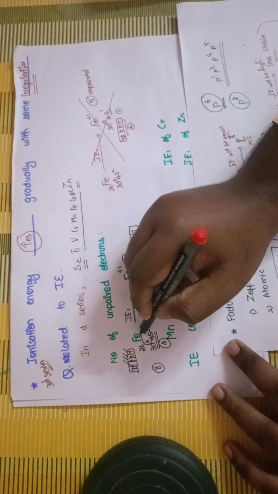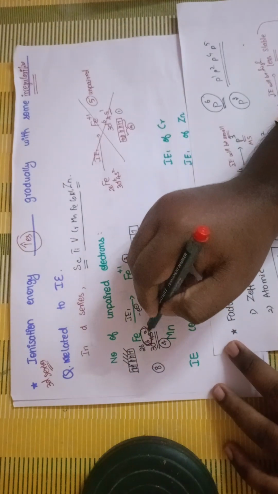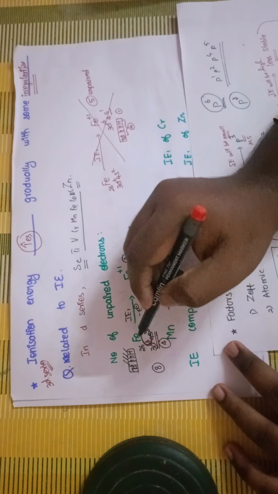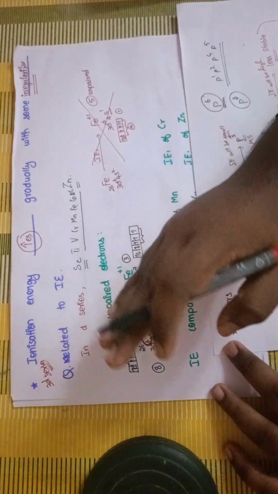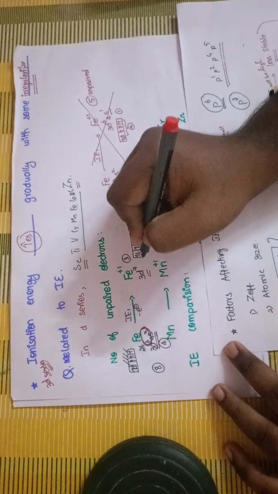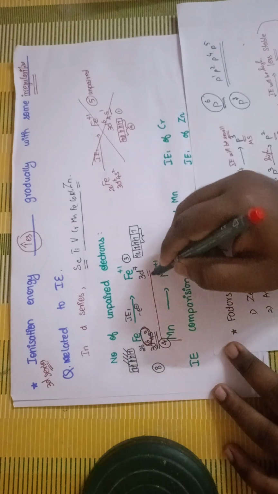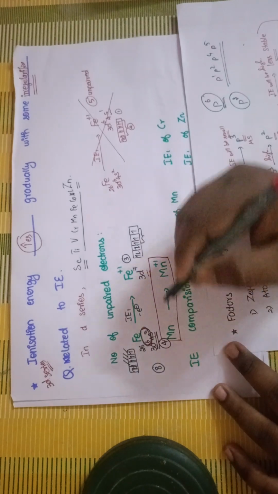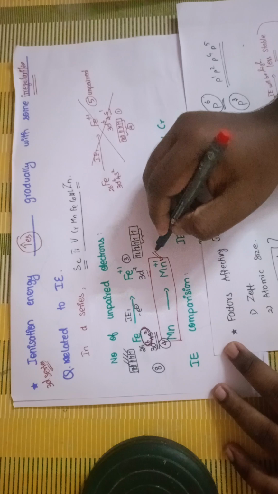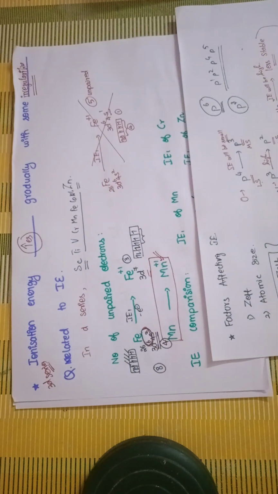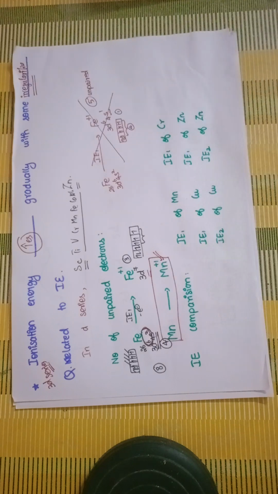So you should follow this. It's very simple. Just count the number of valence electrons in our usual configuration, 3d 4s. How many electrons are present there? From that, remove 1 electron. Put all the electrons in 3d. Then count the number of unpaired electrons. Now try to do it for Mn to Mn plus 1. How many unpaired electrons are present in Mn plus 1? Try to do it.